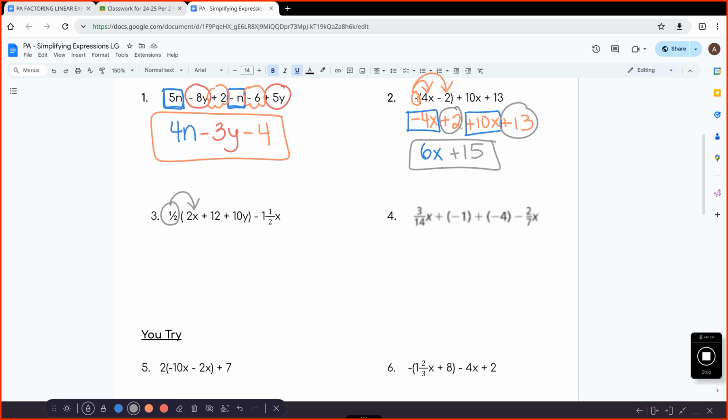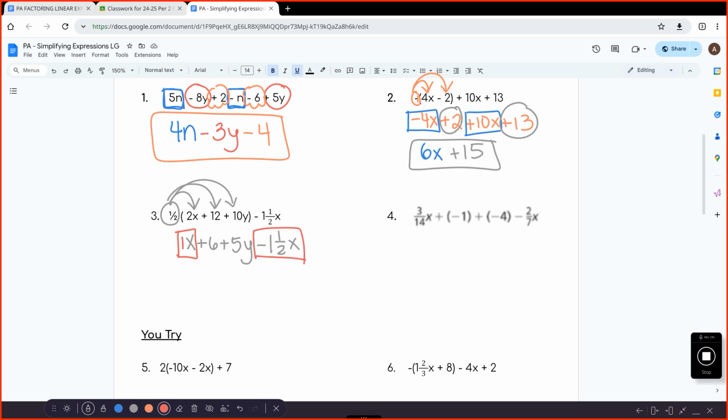1/2 times 2x gets you 1x, or just x. Half of 12 gets you 6, and half of 10y gets you positive 5y. And then this last piece drops down. All right, next we are going to combine 1x, there's a 1 here, and negative 1.5x.